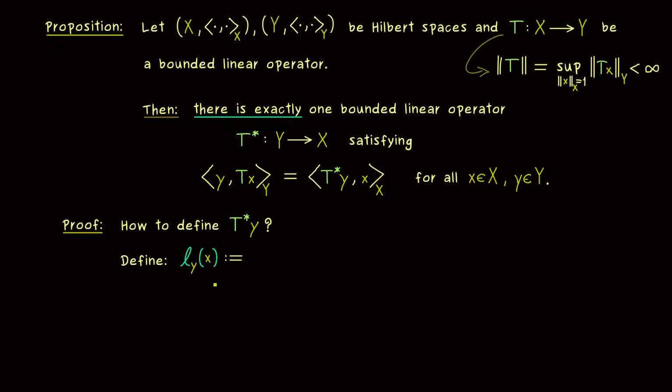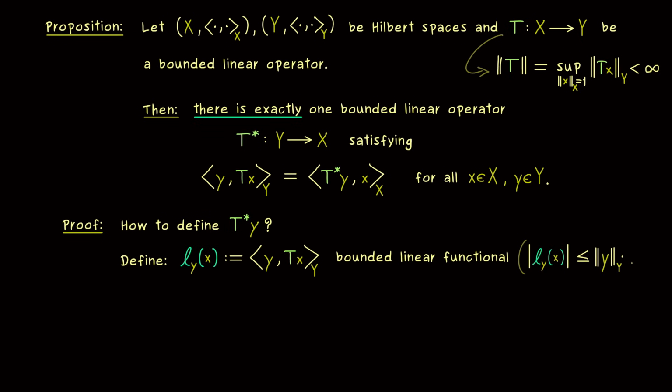And then the definition we choose is the left hand side here. So in x here, this is clearly a linear functional, and it's also bounded because we can use our Cauchy-Schwarz inequality. So just to be clear, Cauchy-Schwarz will tell us that this absolute value here is always bounded from above, namely by the norm of y and the norm of Tx.